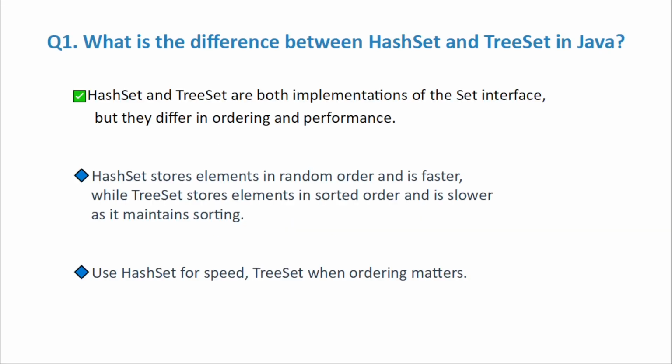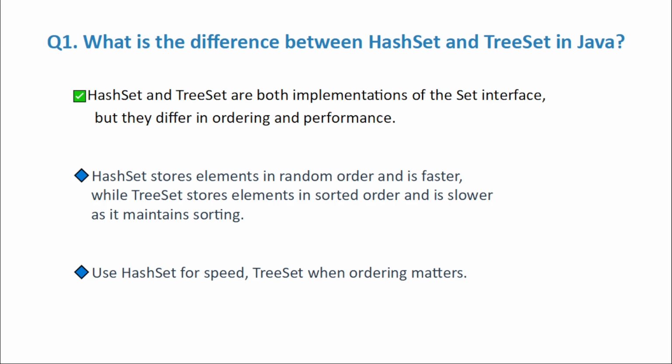Let's get started. Let's start with a really important Java collection topic, the difference between HashSet and TreeSet. A HashSet is backed by a hash map internally and stores elements in a way that makes searching very fast. But remember that it does not maintain any order of elements. When you insert values, you cannot predict their order.